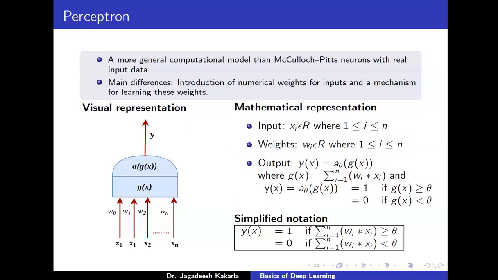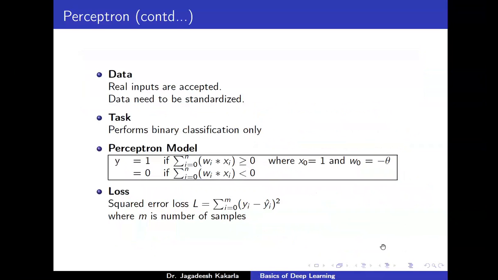The main difference is the introduction of numerical weights for inputs and a mechanism for learning these weights. Because here, we need to learn the weights and also the threshold value, whereas earlier we only needed to learn the threshold value. So that's why the learning algorithm varies in the perceptron as compared to the MP neuron.